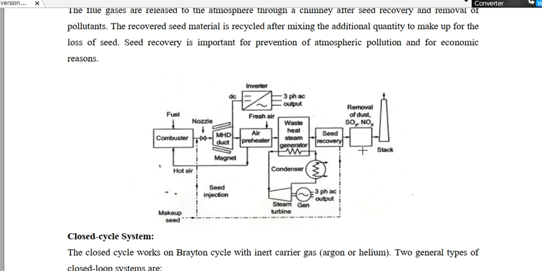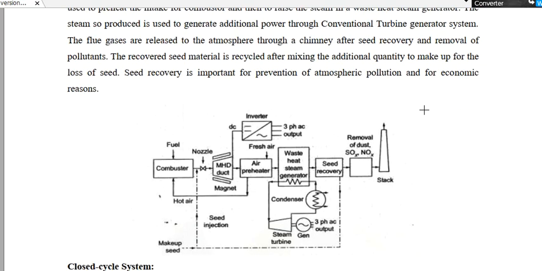So here we can clearly see that the working fluid, which is basically our flue gases obtained from burning of coal, is used only once in the cycle and released to the atmosphere. So it is called an open cycle system.